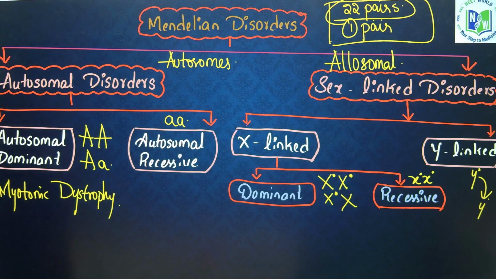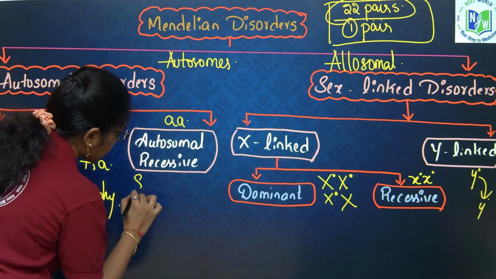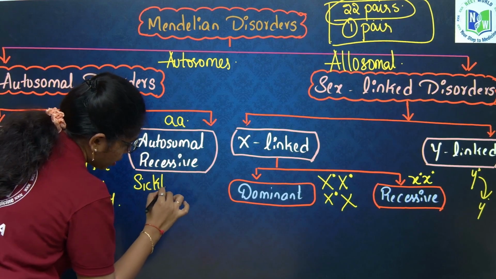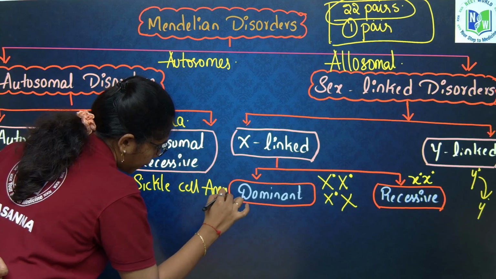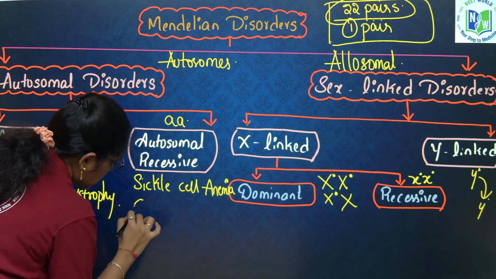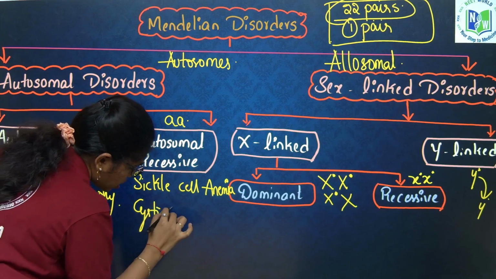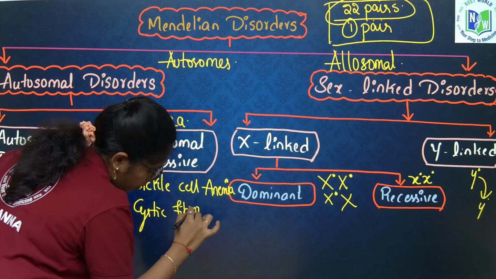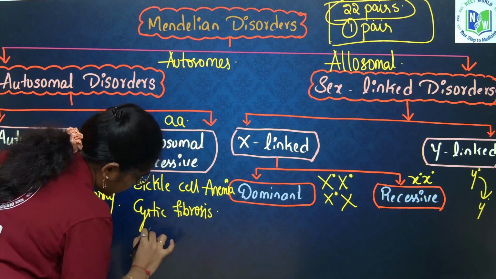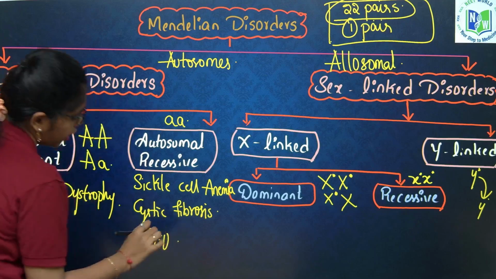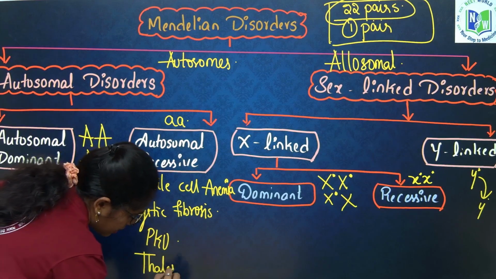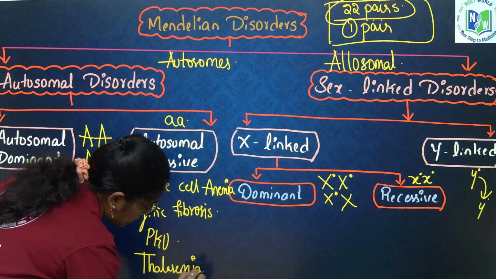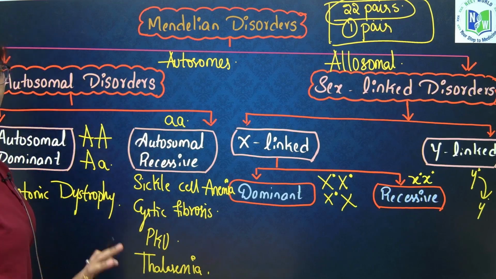Autosomal recessive disease includes sickle cell anemia, cystic fibrosis, phenylketonuria and thalassemia. These are the diseases which come under autosomal recessive.